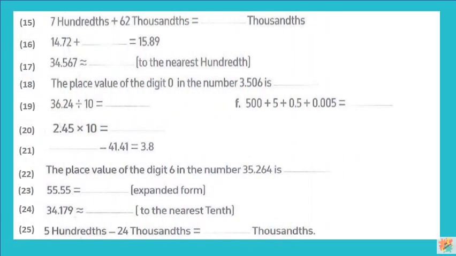Question number 15. 700 plus 62,000. How can we make addition? 700 it's 0.07 and 62,000 it's 0.062. And when we start to make plus between them, so it will be 0 plus 2 equals 2, 7 plus 6 equals 13, so 3 carry up 1, so equals 132,000.